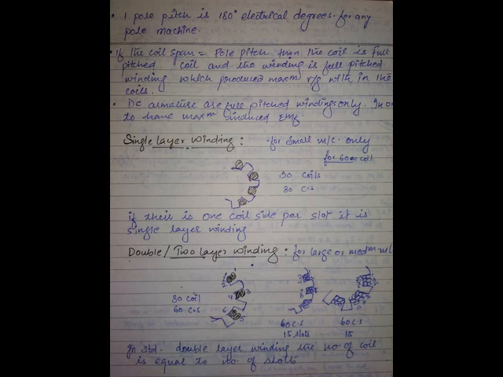Next, back pitch: the number of conductors spanned by one coil at the back end of the armature.